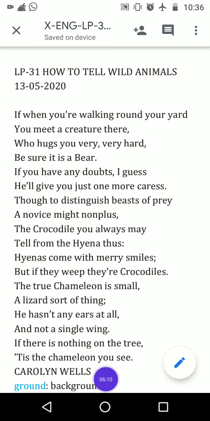Here nonplus also refers to being lost in one's thought, not knowing where to move and where not to move. He always moves here and there without a proper, guided direction. After this, two animals have been described here: "The crocodile you always may tell from the hyena thus." Two animals are there, and there are some similarities between the crocodile and the hyena. Hyena is also a beast of prey.